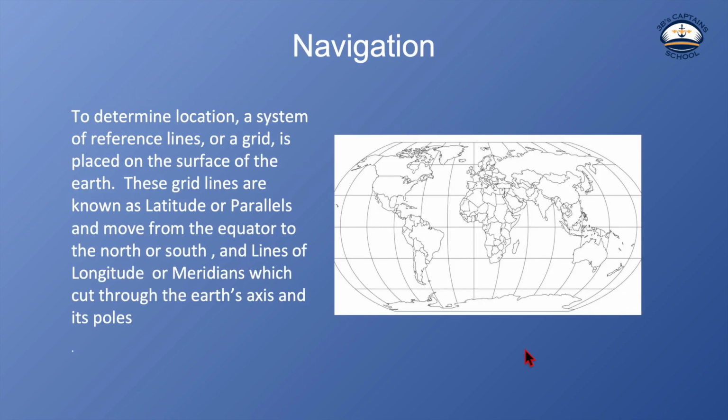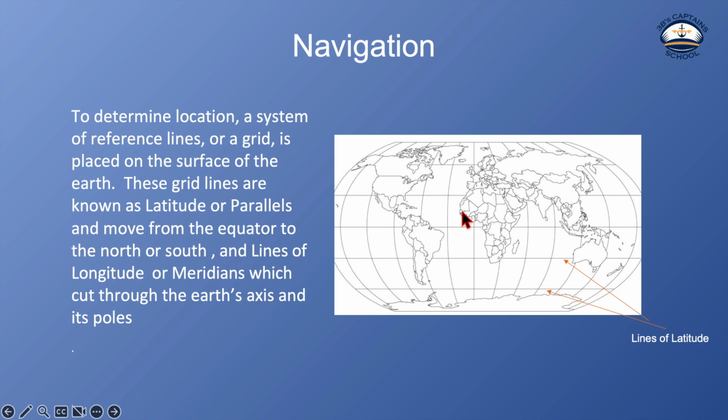All right, to determine location, a system of reference lines or a grid is placed on the surface of the Earth. These grid lines are known as latitude or parallels and move from the equator to the north or south, and lines of longitude or meridians, which cut through the Earth's axis and its poles. So, lines of latitude, pointing out a couple here, and I'll use my cursor. Lines of latitude are drawn across the Earth's surface horizontally. When we measure them, we start with the equator, which is 0 degrees latitude, and then we move north for 90 degrees or south for 90 degrees.